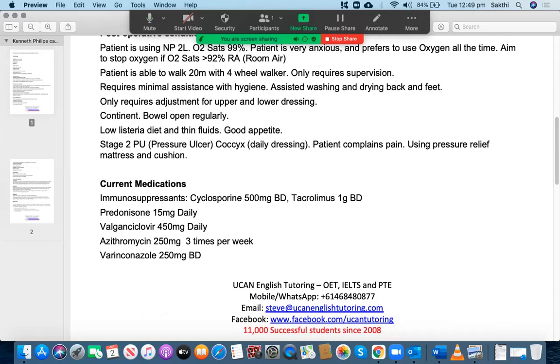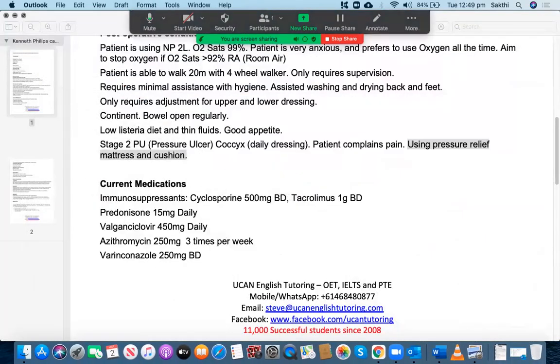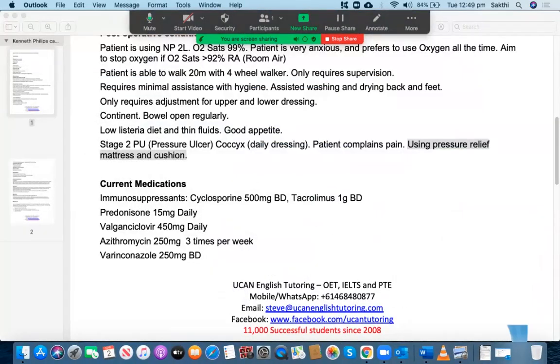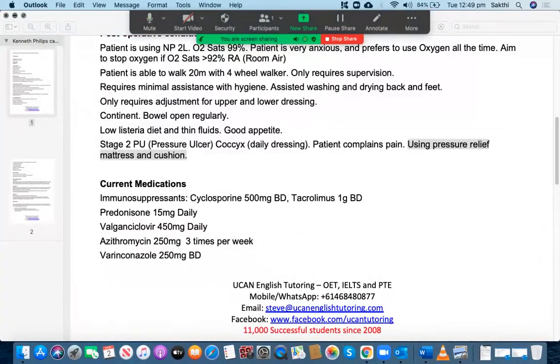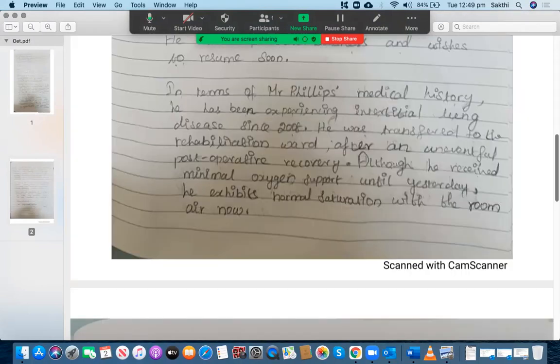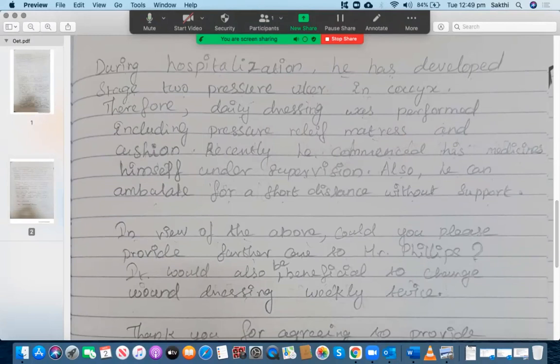Yeah, so look at this. Pressure relief mattress and cushion. You should have used them, you should have written them down over there. So these case notes, okay, the way she has written it down in her letter wasn't accurate. Okay, I'll show you what I mean. She has used it, therefore daily dressing was performed, including pressure itself. Okay, so that could have been removed. That could have been removed a bit.